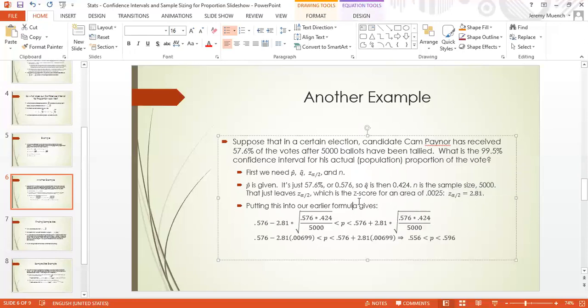So z sub alpha over 2 is 2.81. Putting this into our formula gives p hat minus z times the square root of p hat times q hat over n, so 0.576 minus 2.81 times root 0.576 times 0.424 over 5,000. This square root comes out to 0.00699. Probably unnecessary for me to have gone out more than 0.007, considering what we're going to end up with anyway.